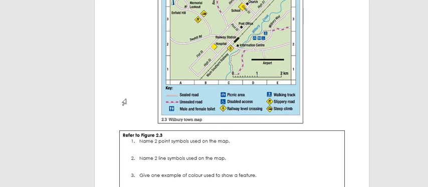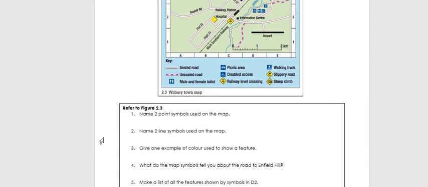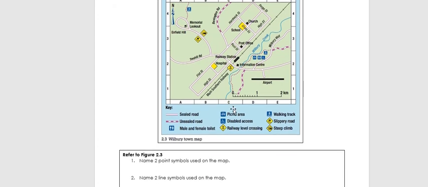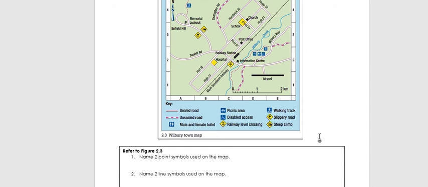Question 2 asks you to name 2 line symbols on the map. So again, you look at your key or your legend and you see that the line symbols are a sealed road and an unsealed road. Question 3 asks you to give one example of colour used to show a feature. So again, you come back to your map and you can see that blue is used to show the colour of Wilbury Creek. So your answer to that would be blue used to show water or Wilbury Creek.